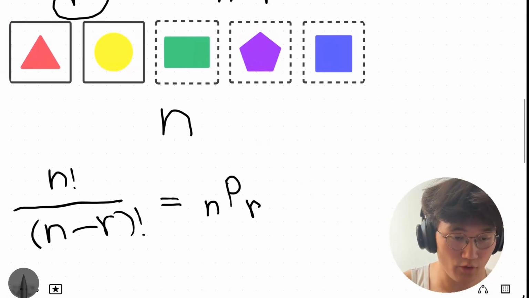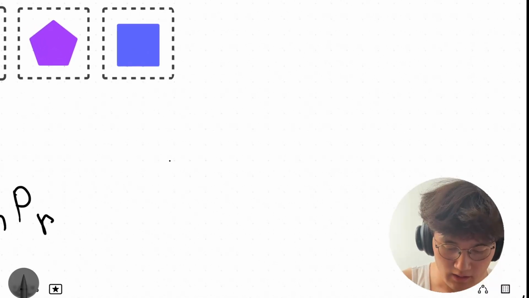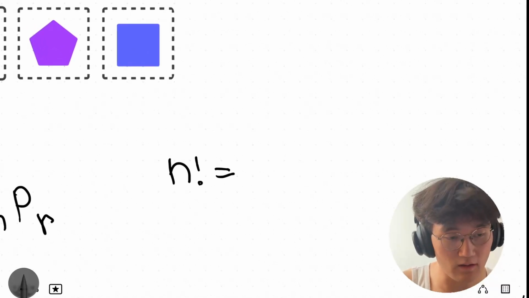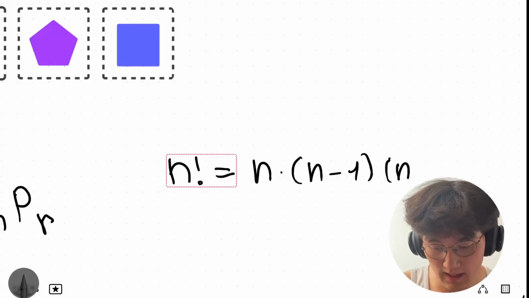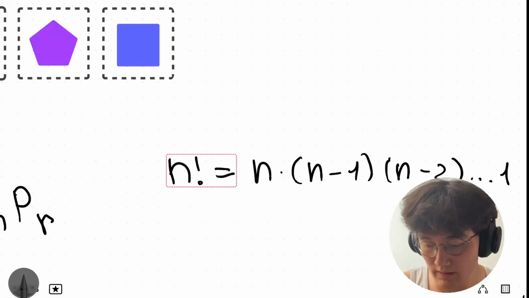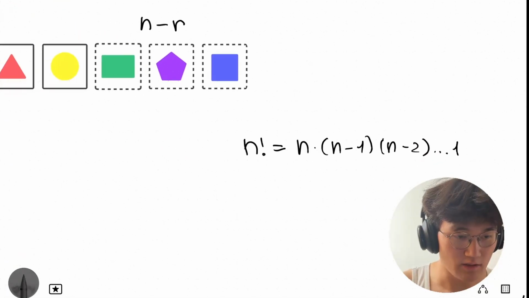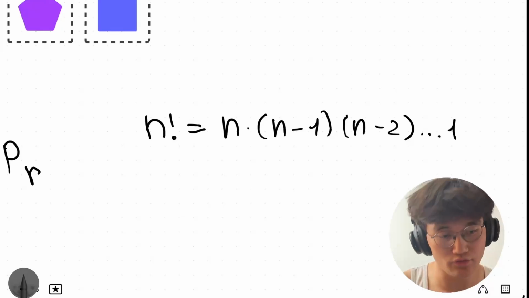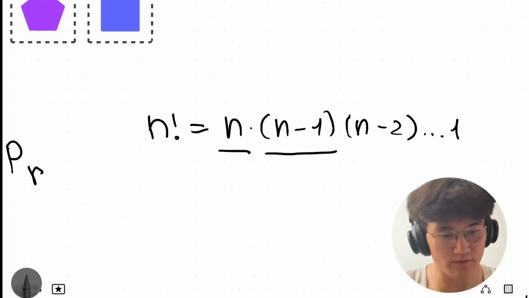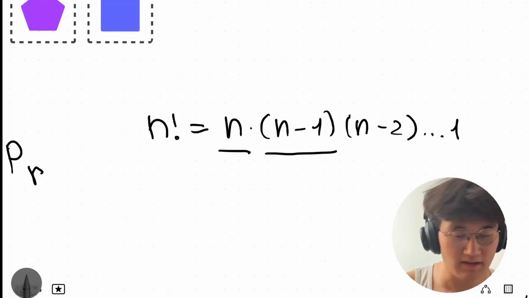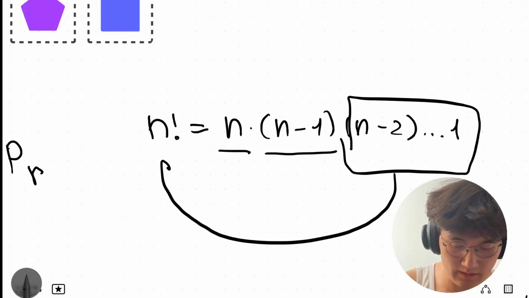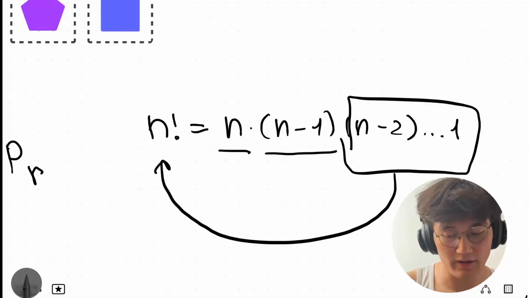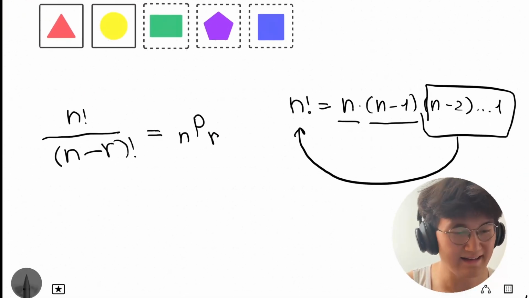Another way to get this formula is also very intuitive from the factorial formula itself. So n factorial is equal to n multiplied by n minus 1, then n minus 2, and so on until 1. So imagine we have n objects and we need to choose 2 objects. For the first object, we have n options. For the second object, we have n minus 1 options. So you see this remaining part. If we divide both sides by this, we get exactly the same thing.